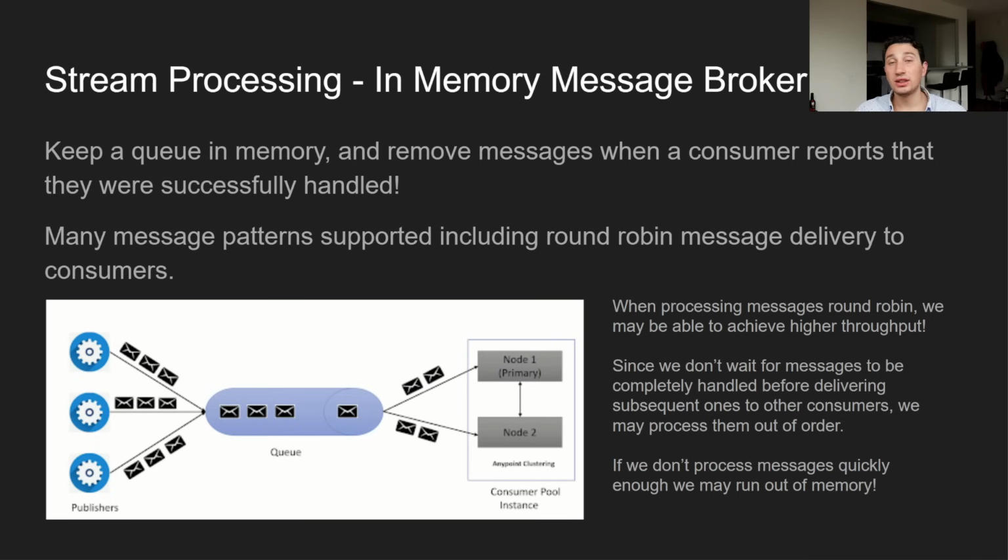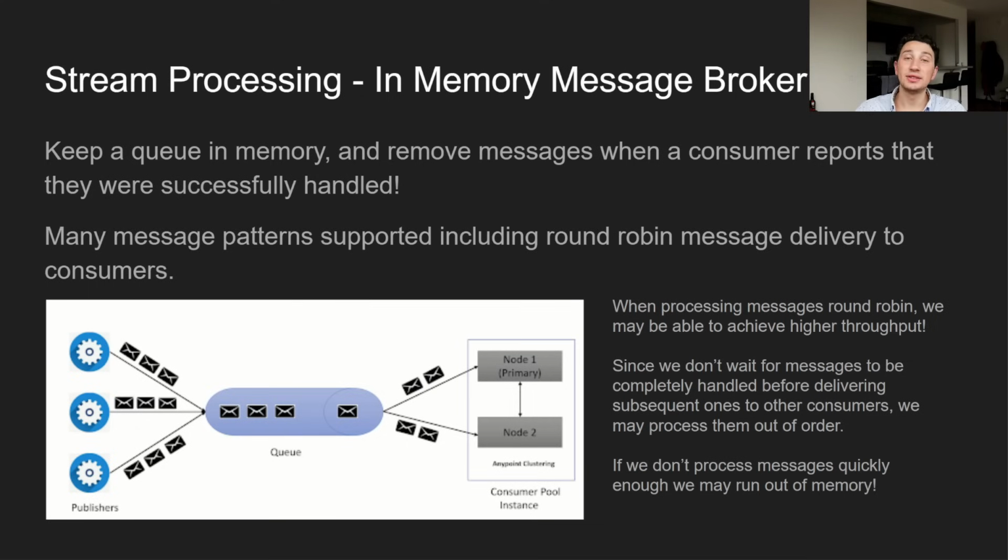Cool. So as far as stream processing goes, I mentioned that we have these brokers, and there are basically two types of them. Number one is what's known as the in-memory message broker. The idea here is that we have a queue, we keep it in memory, and then we remove those messages when a consumer successfully reports that we've processed them. One of the unique things that in-memory message brokers can do is round-robin message delivery. What this really means is that that single individual queue can deliver messages to multiple different consumers at once.